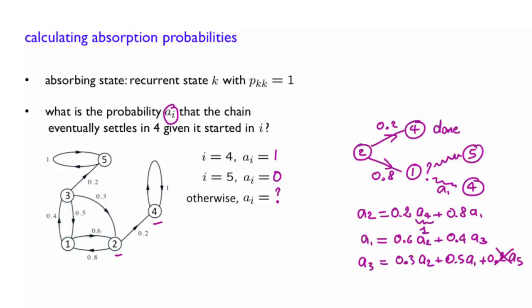So in the end, after you replace A4 by 1 and A5 by 0, you get a system of 3 linear equations with 3 unknowns. And it is easy to solve. I will not do that, you can do it yourself, but here are the results. You will get A of 1 equals 18 over 28. A of 2 will be 20 over 28. And A of 3 will be 15 over 28.